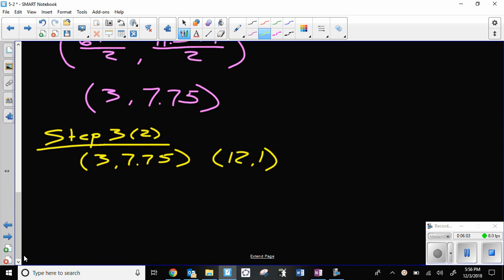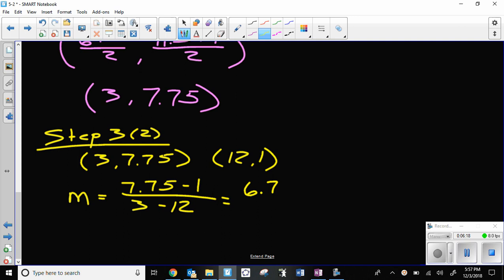Okay, we're going to start with slope again. I'm going to go 7.75 minus 1 over 3 minus 12. On top, that's going to get me 6.75 over, looks to be a negative 9. And when I simplify that better, if I take my calculator and divide, it should spit out negative 0.75, which when I convert that to a fraction, it will be negative 3/4.